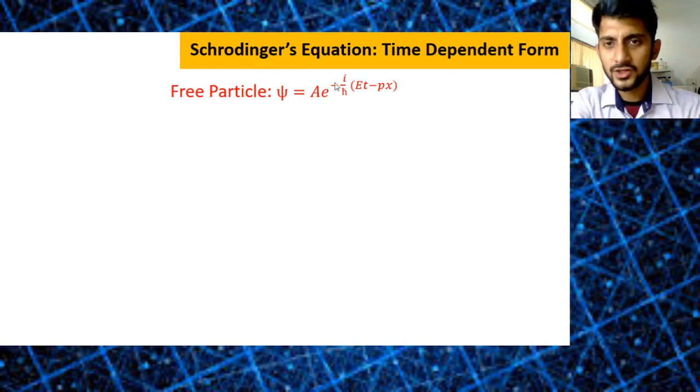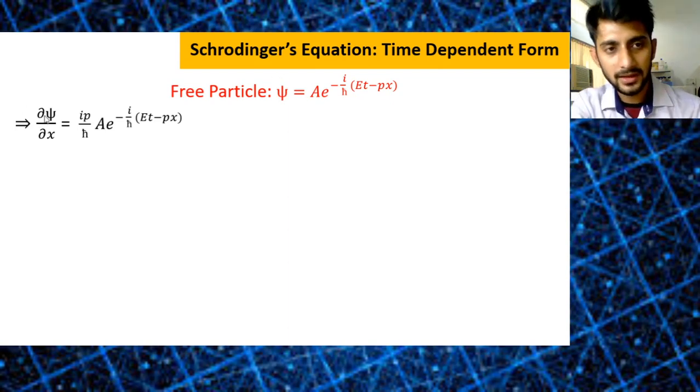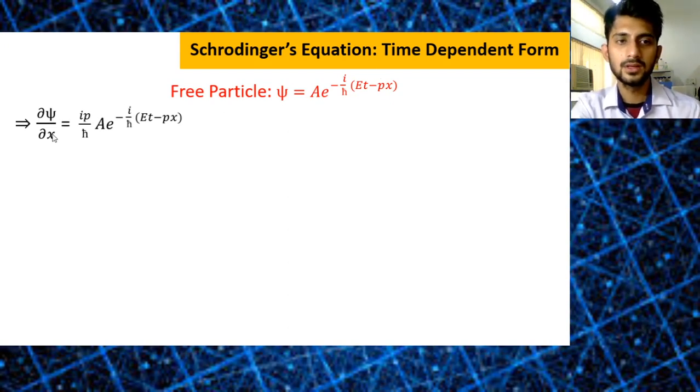Now on this wave function, we have not yet come to Schrödinger's equation. Now on this particular wave function, we will operate something. For example, the very first thing I want you to do is take the first derivative of psi with respect to x. Doing mathematics, you will get ip upon h cross times A e to the power that particular thing. Just a matter of mathematics and calculus.